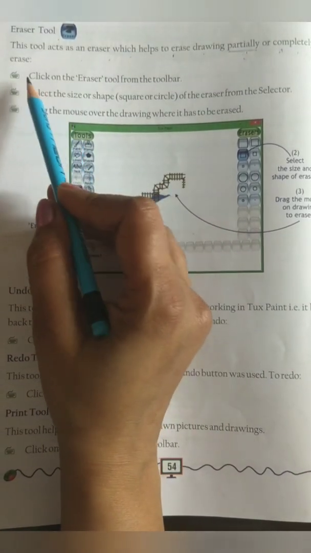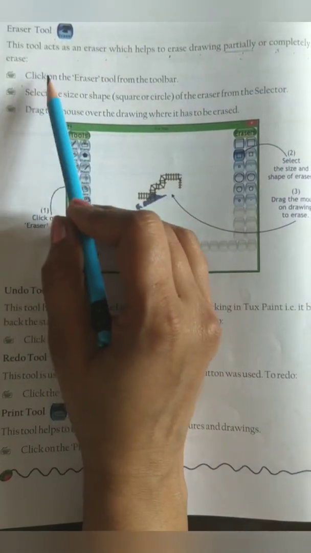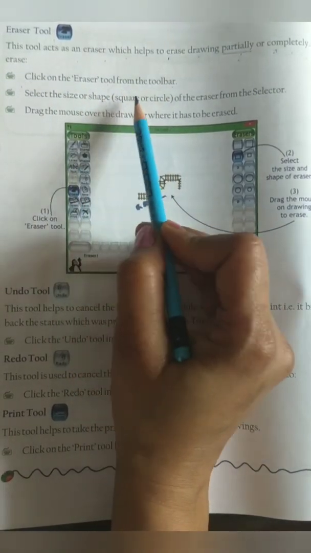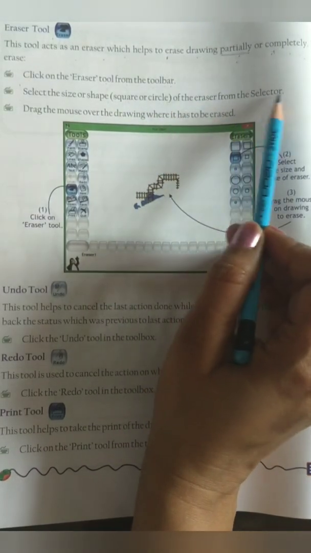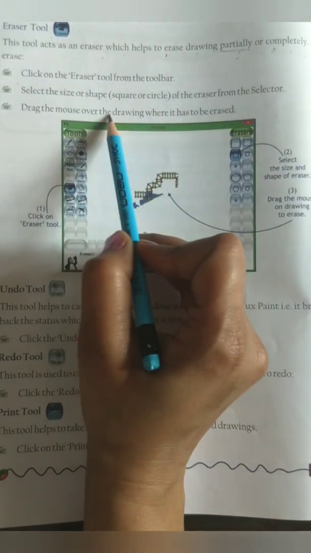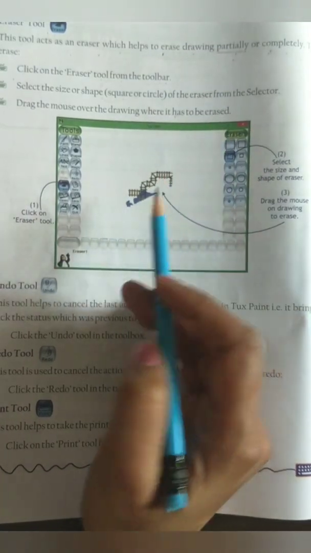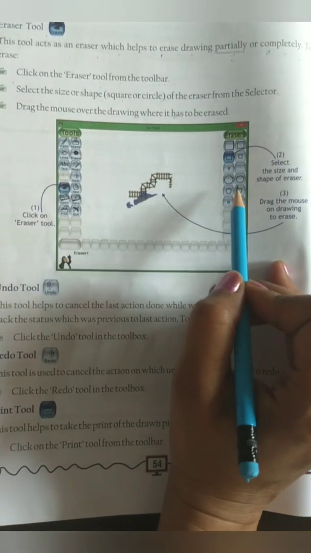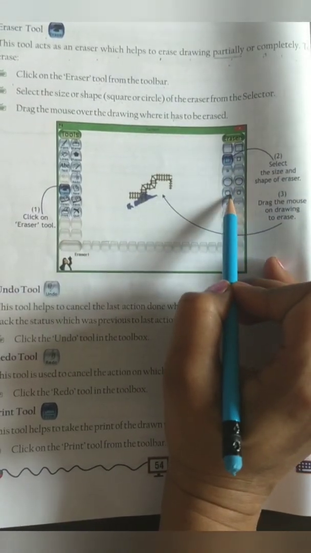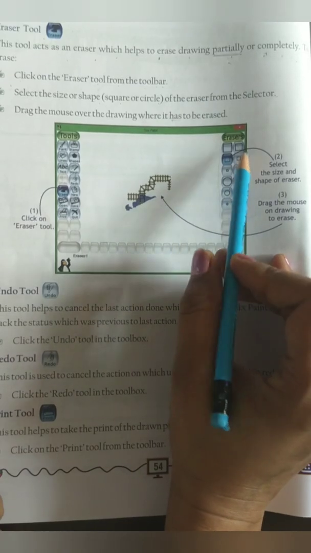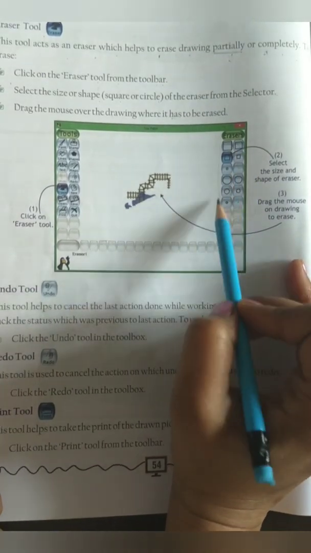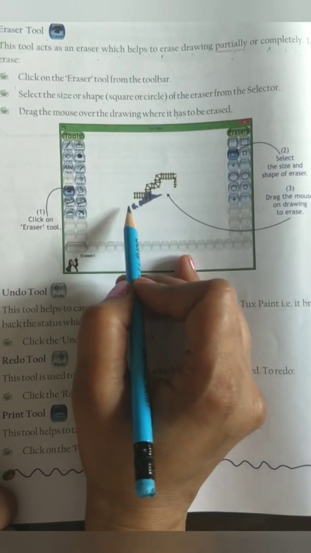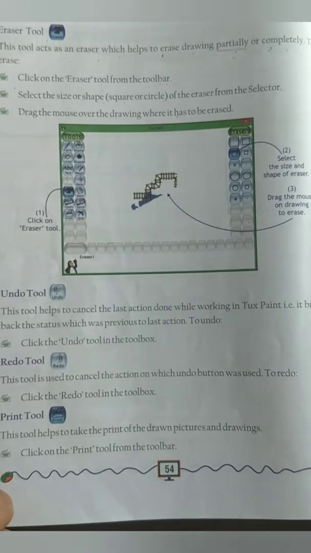For that, what you have to do is click on the eraser tool from the toolbar, select the size or shape, that is square or circle, of the eraser from the selector. Drag the mouse over the drawing where it has to be erased. So the same way, you will select the eraser tool. From the selector, you can select the size and shape of the eraser. It can be circular or rectangular. Then you have to simply drag over where you have to erase your drawing.